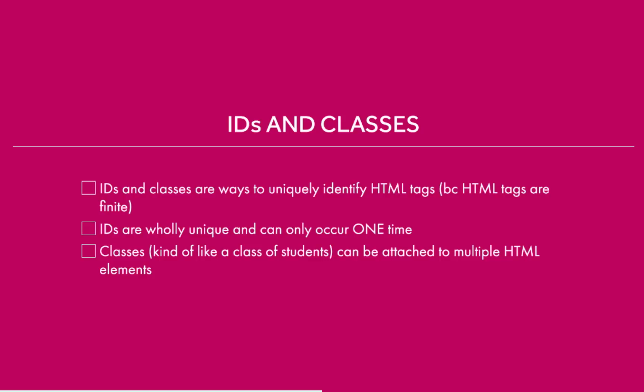IDs are wholly unique in that they can only occur one time on an HTML page. For example, you might use an ID if you have one specific image that will never occur again on the entire website. Classes are different in that you can use them multiple times. A trick I use to differentiate them is I think of them as classes of students. There's lots of students in a particular class. So you can use classes more than one time. We can attach this multiple times to HTML elements.